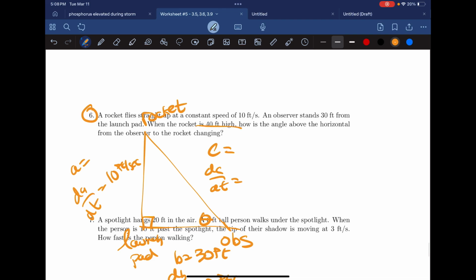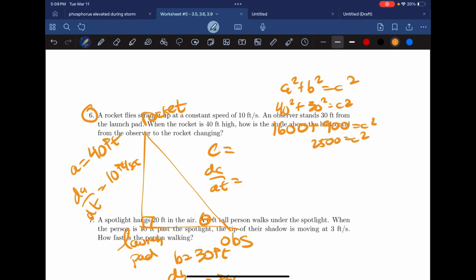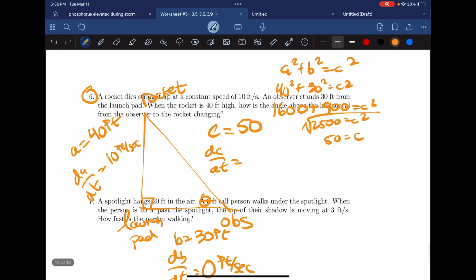When the rocket is 40 feet high, A is going to be 40 feet. And then we can use the Pythagorean theorem to figure out C. So 40 squared plus 30 squared equals C squared. So that's 1,600 plus 900 equals C squared. So that's 2,500 equals C squared. You take the square root of both sides, 50 equals C. So C equals 50.